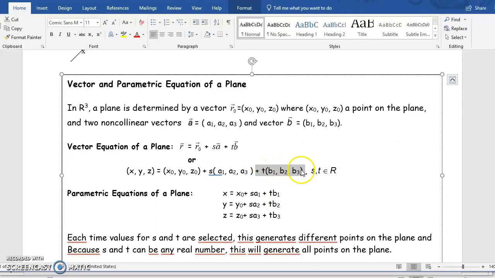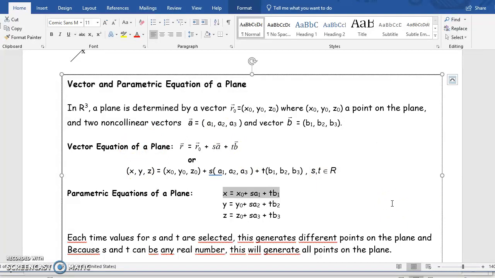This one is vector b, and another parameter. You can still isolate the parameters one at a time, x, y, z, and they're still the parametric equations of a plane. So again, x is the first coordinate, so x0, plus s times a1, plus t times b1, and that's your equation for x. You simply do the same thing, and that creates your equation for y and z.